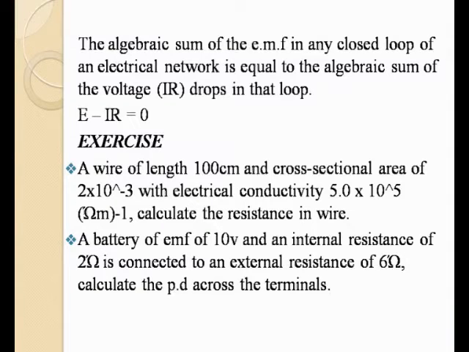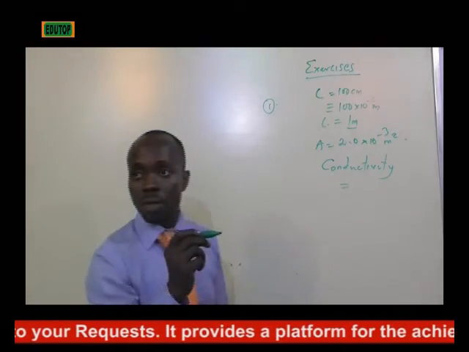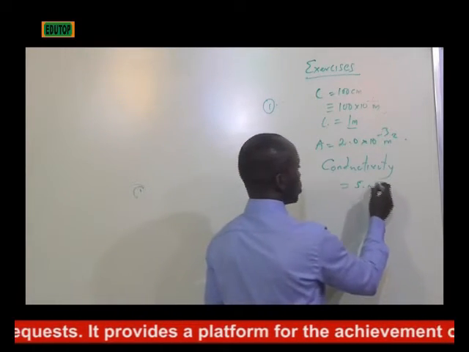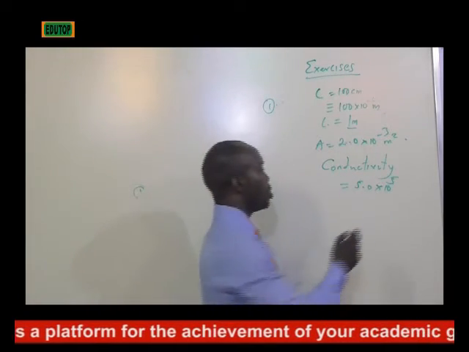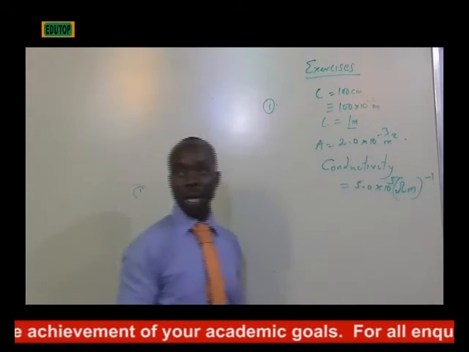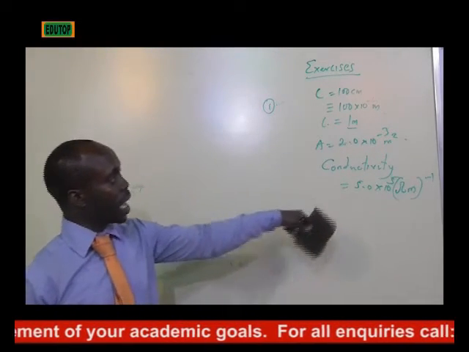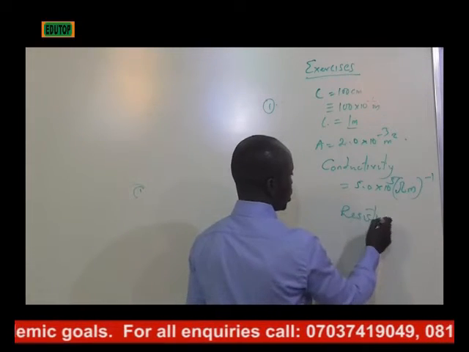Now, you are given conductivity. You need to be very smart. You are given conductivity to be 5.0 exponential 5, with ohm meter raised to power minus 1. Mind you, ohm meter is the SI unit for your resistivity. Hope you are getting that.